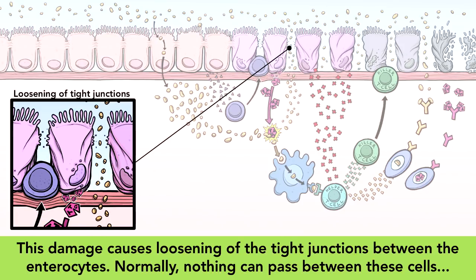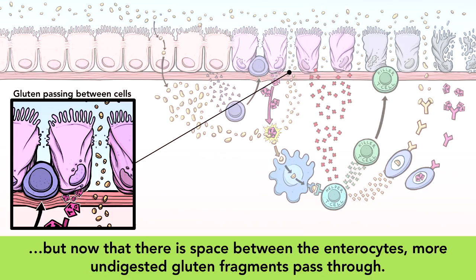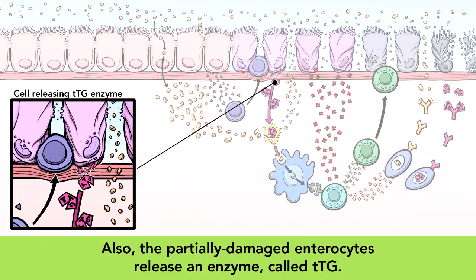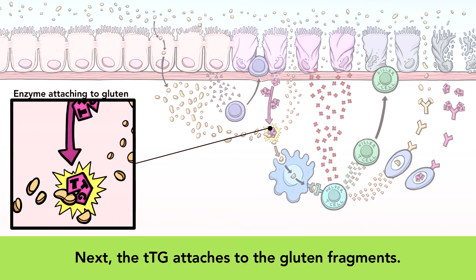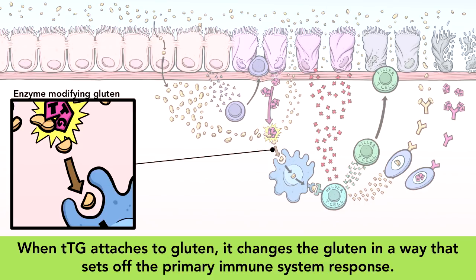This damage causes loosening of the tight junctions between the enterocytes. Normally, nothing can pass between these cells, but now that there is space between the enterocytes, more undigested gluten fragments pass through. Also, the partially damaged enterocytes release an enzyme called TTG. Next, the TTG attaches to the gluten fragments. When TTG attaches to gluten, it changes the gluten in a way that sets off the primary immune system response.